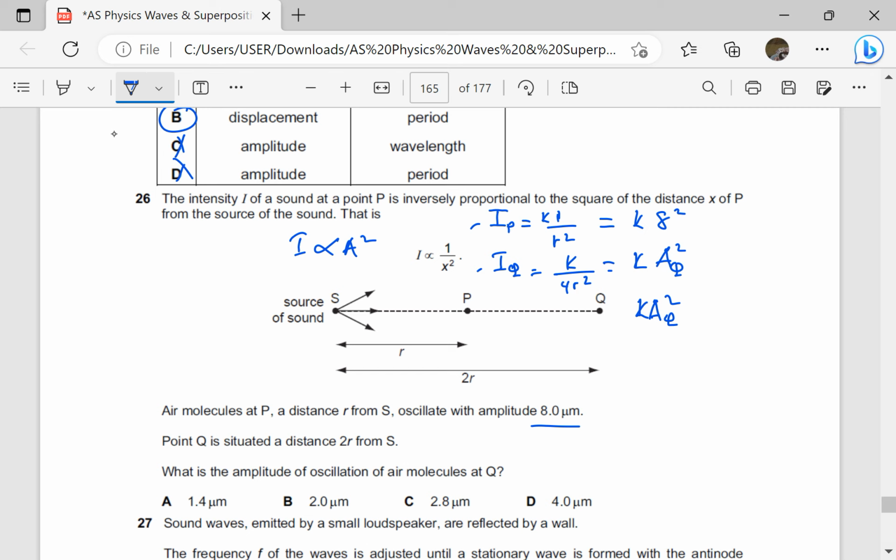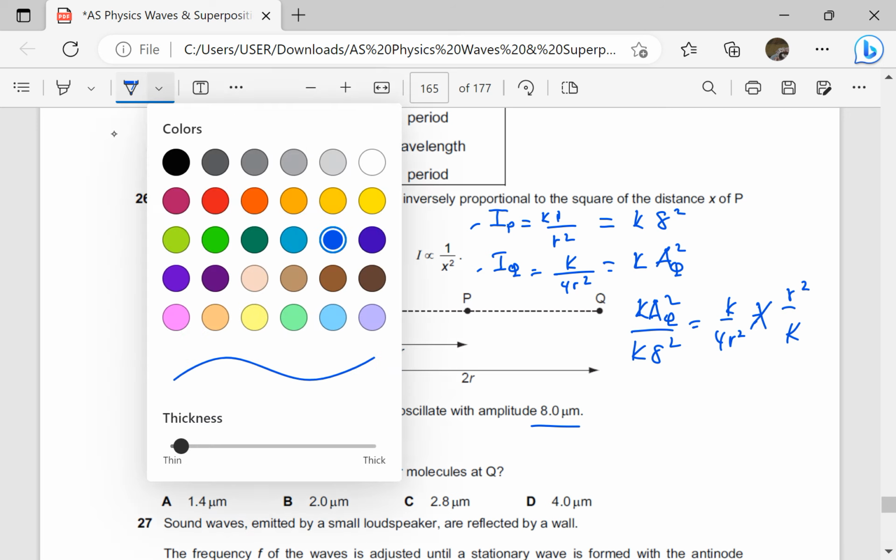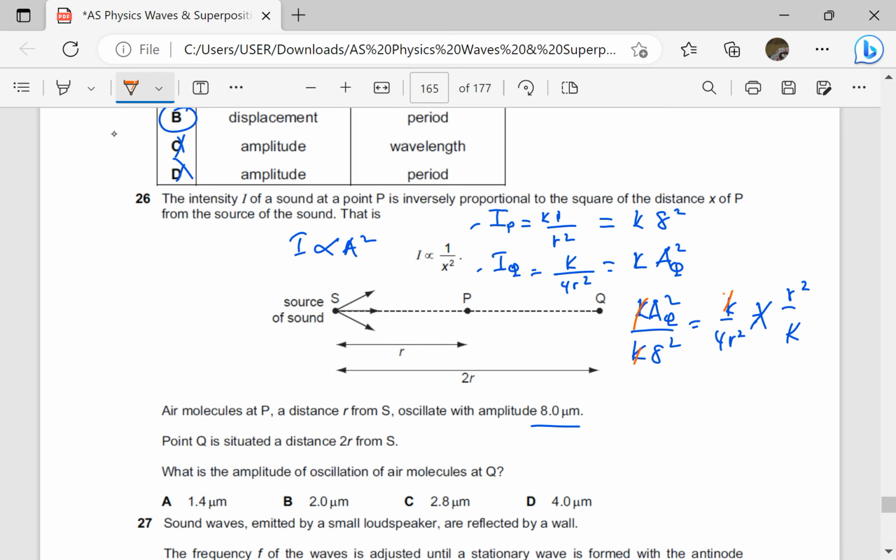K cancels out, divide by K, 8 squared is equal to K over 4R squared divided by, so I'll change this to multiplication and I get the reciprocal R squared over K. So some of these things have cancelled out. The K's cancel out, they are just for algebra. R squared cancels out. So I am remaining with the amplitude of Q squared is equal to, across multiply, we have 8 squared, which is 64.